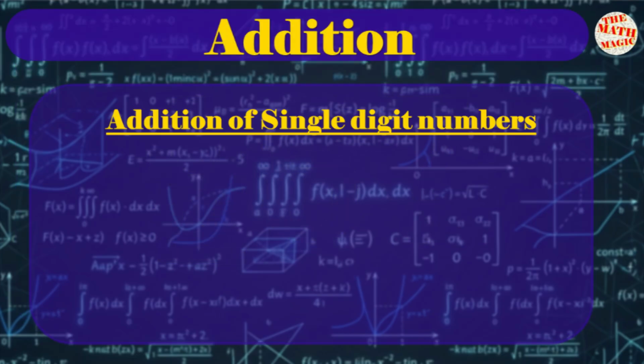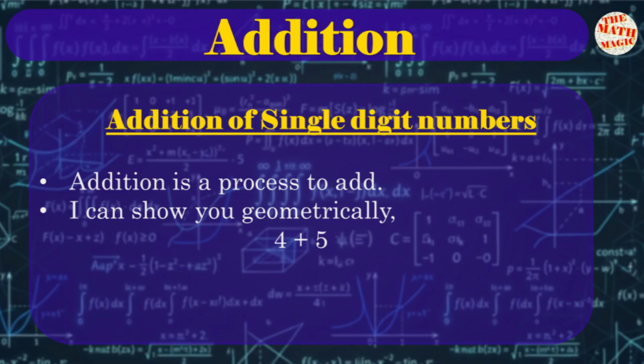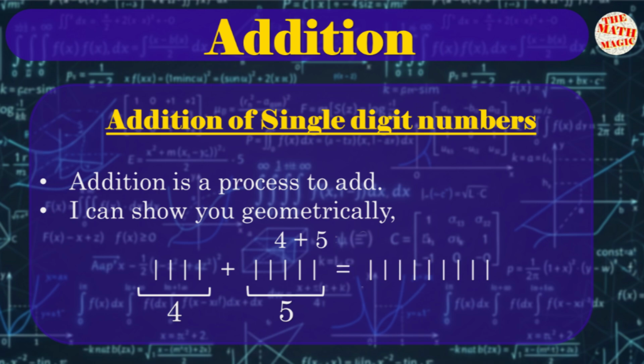Addition of single digit numbers is not very difficult. It is a simple process, and we can do it easily with some physical objects. We can also calculate it geometrically. For example, if we have to add 4 and 5, we draw 4 lines, then draw 5 more lines and count them after combining. It comes out as 9. That means if we add 5 to 4, the answer will be 9.